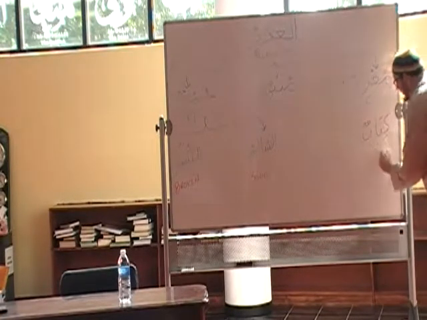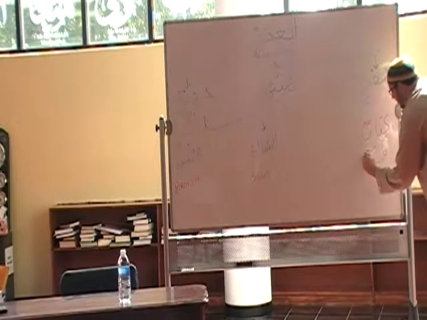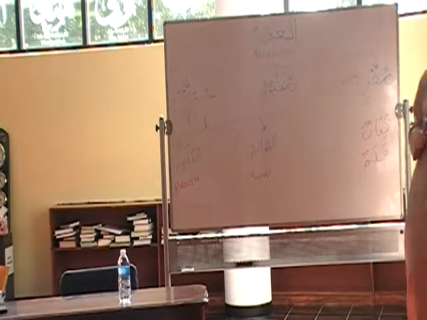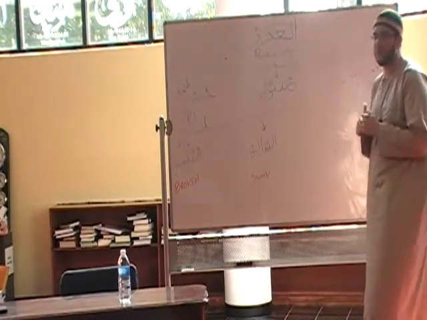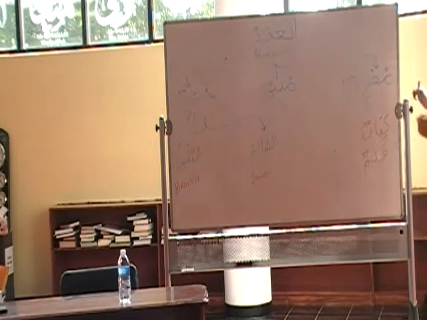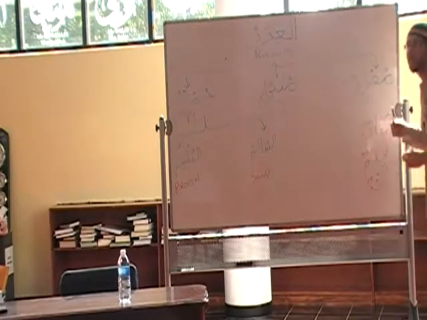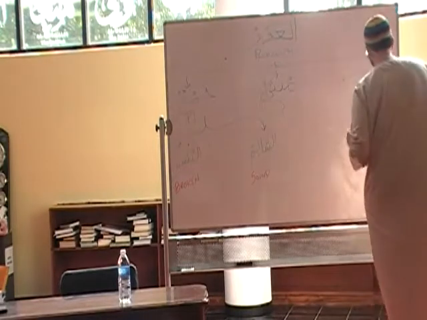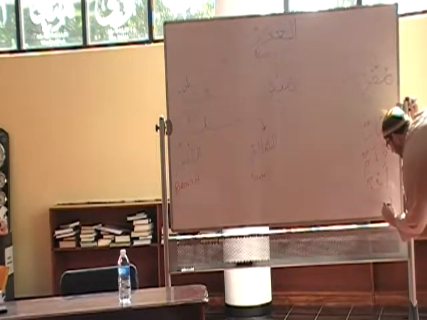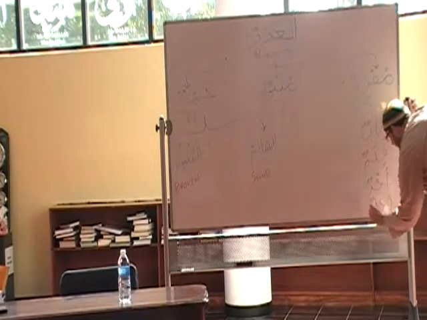Qalamun. What does qalamun mean? Pen, mashallah. Kitabun means book, and qalamun means pen. Some other words. Ajrun. What does ajrun mean? It means reward, mashallah. Rajulun. What does rajulun mean? Man. Rajulun, mashallah. Excellent.